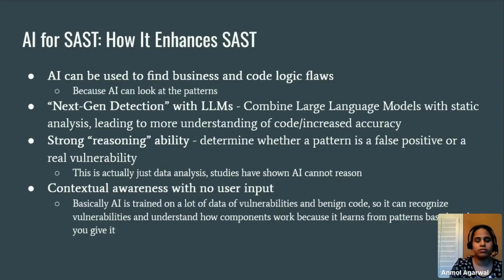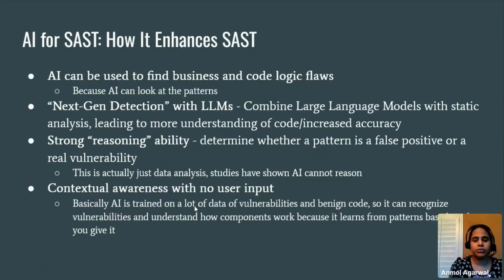And then from the code it's been trained on, it can then recognize vulnerabilities and tell you, okay, this is an example of a buffer overflow, or this is an example of an SQL injection, right? So it can recognize these vulnerabilities because it's seen them before or it's seen something like it before. And that's what it means by contextual awareness.